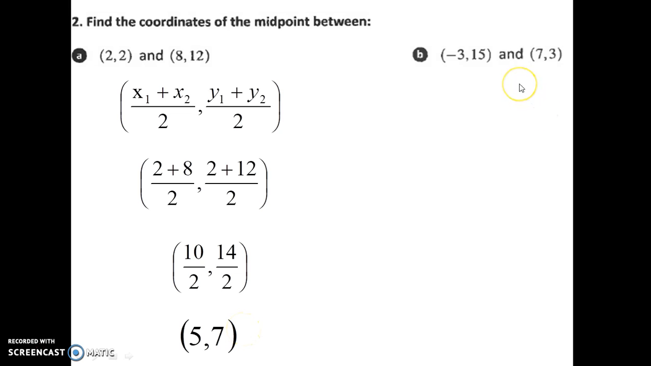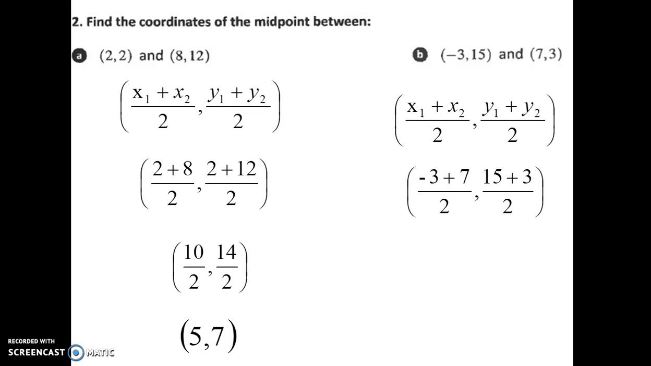Alright, now you try one. So there's a midpoint formula. Again, we take the average, so we're going to add negative 3 plus 7. Find the average. And then 15 plus 3. And find the average of that as well. Those two added makes 4. Those two added makes 18. And that, when you divide it, is 2, 9.